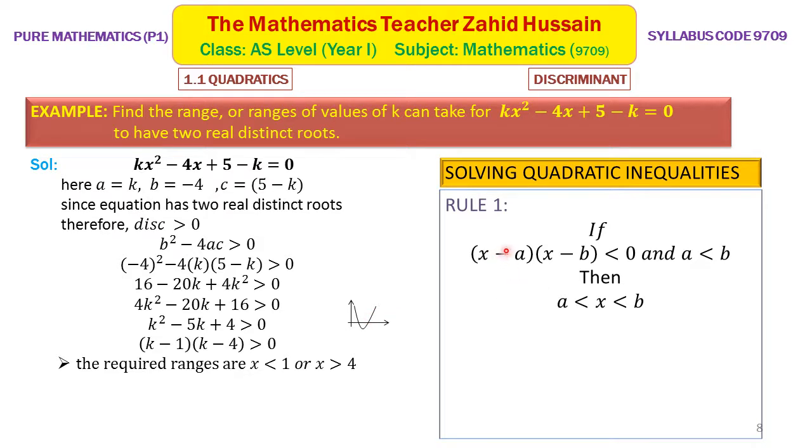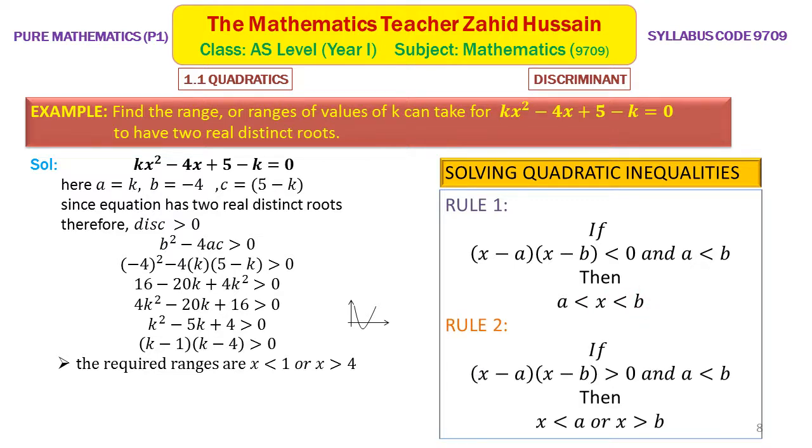There should be a minus in each bracket. If there is a plus, you will write minus, and within brackets you will write minus a. Now you will check which one is smaller, and the smaller will be written here and the larger will be written here.